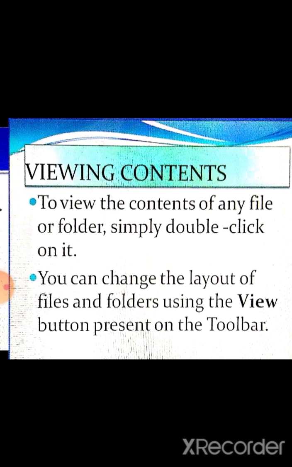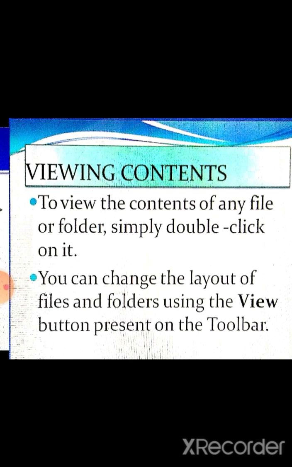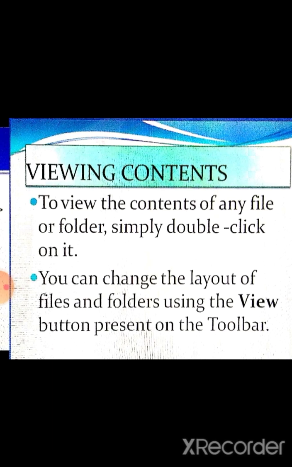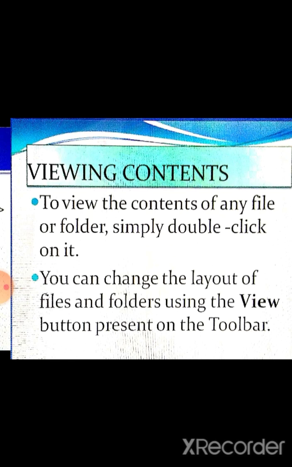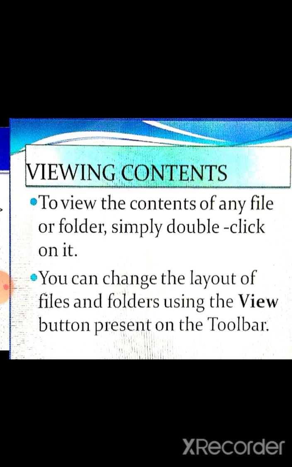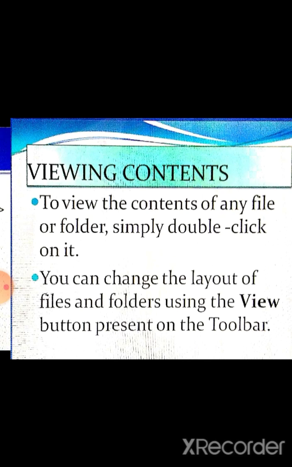Suppose you want to view your folder, to see which kinds of files are kept inside it, then how do you find out? Simply double click on that folder. You can change the layout of the files and folders using this view button present on the toolbar.